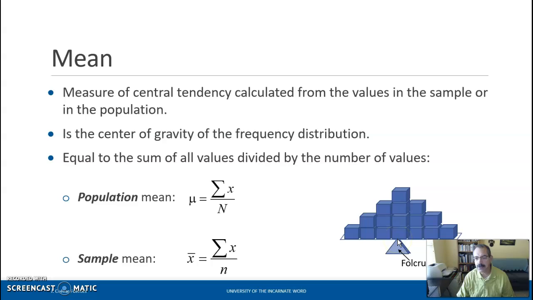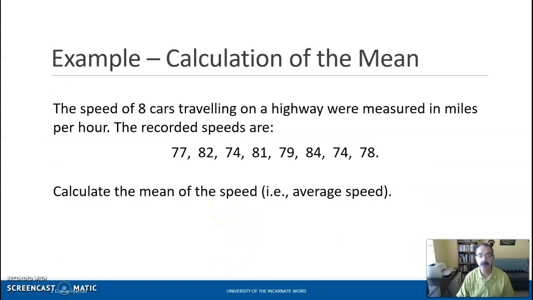That point where this thing balances will be the position of the mean of the data in the sample or in the population. The way we calculate the mean is you simply sum all the values and divide by the number of values. So if you're calculating the population mean, mu, then you will sum all the values in the population and divide by the number of values in the population, capital N. If you're calculating the sample mean, x bar, then you will sum the observations in the sample and divide by the number of values in the sample. I think you're familiar with this, so let's look at an example.